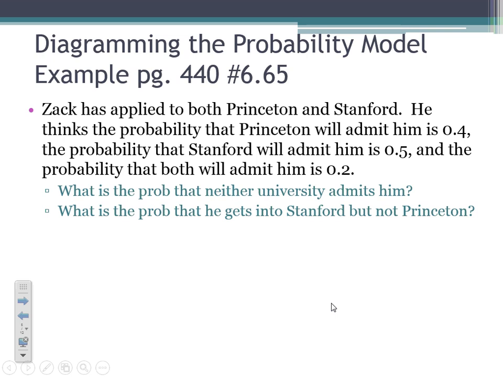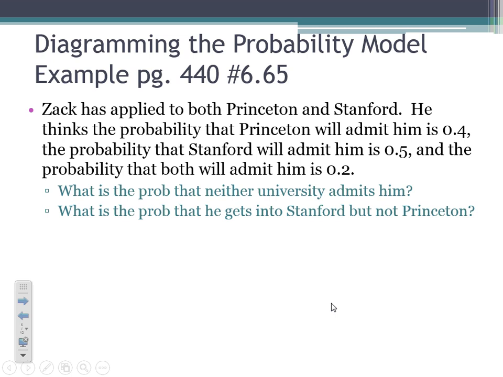Oh, before we get to that formula, I want to talk about diagramming probability models, okay? And this will be a helpful tool. I know some people tend to struggle with probability, so if we can equip you with some different tools to use, that's going to help you as you deal with these different settings. All right, so let's do that here.